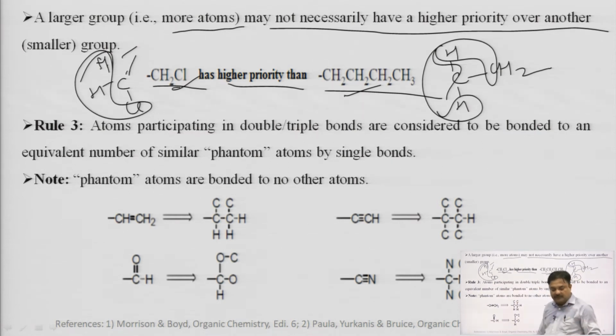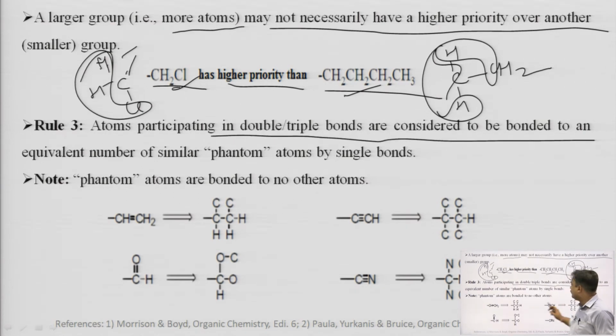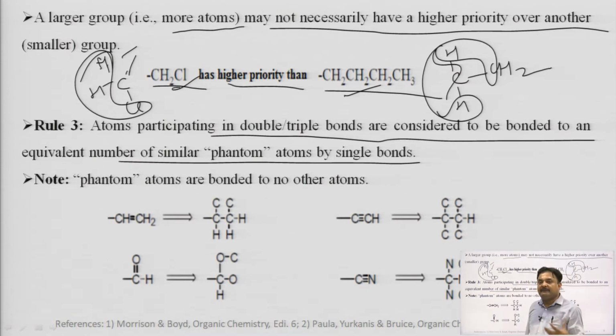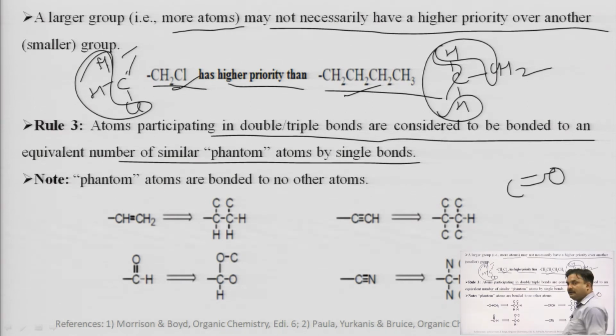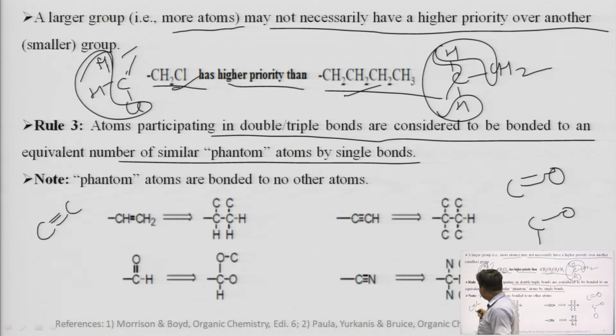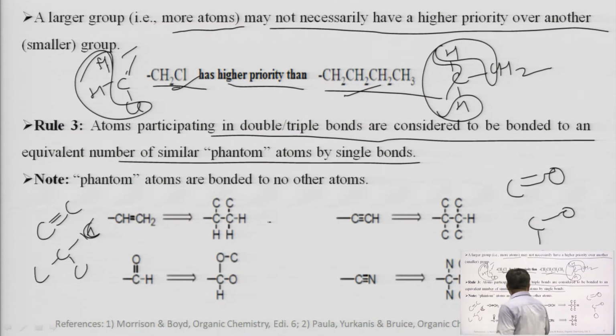So, rule number 3: atoms participating in double or triple bonds are considered to be bonded to an equivalent number of similar phantom atoms by single bonds. Phantom atoms mean atoms which are not visible. If C double bond O is there, it will be treated as carbon bonded to 2 oxygens. If C triple bond C is there, it means C is bonded to 3 carbon atoms. If C triple bond N is there, it means C is bonded to 3 nitrogen atoms.